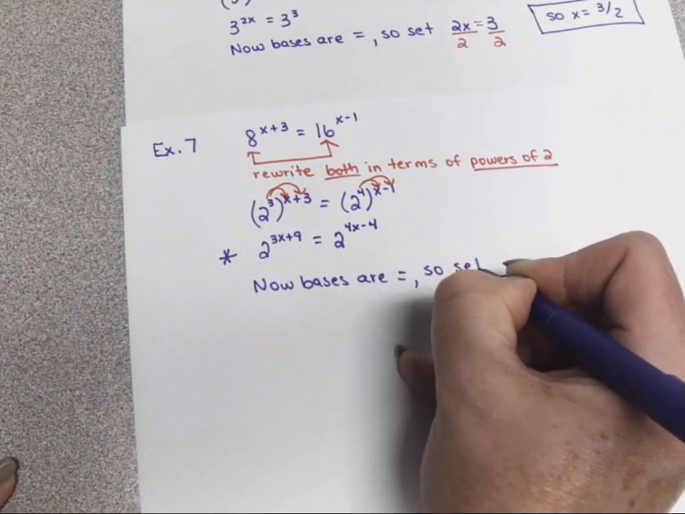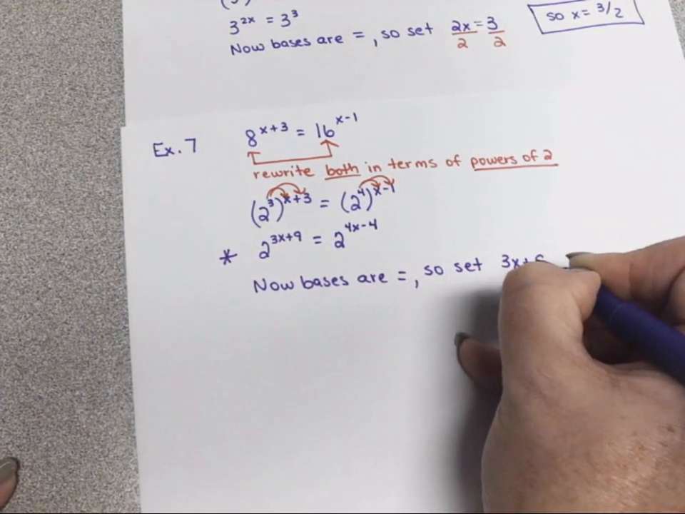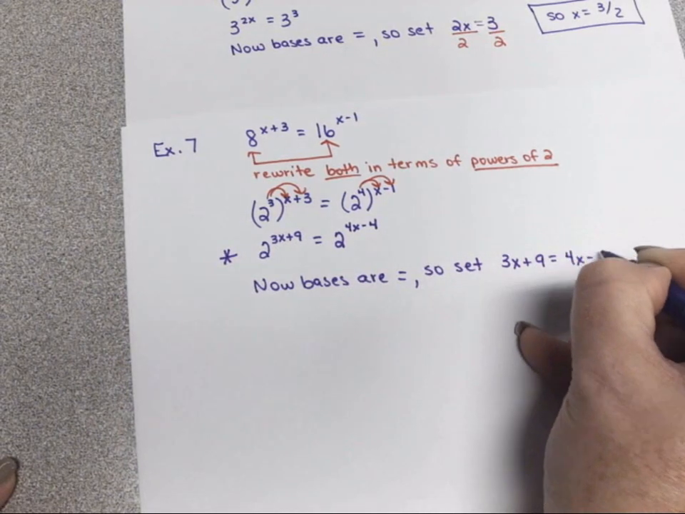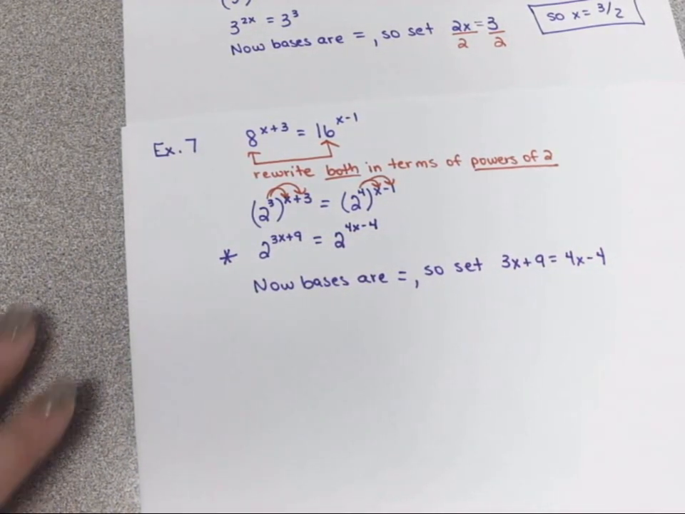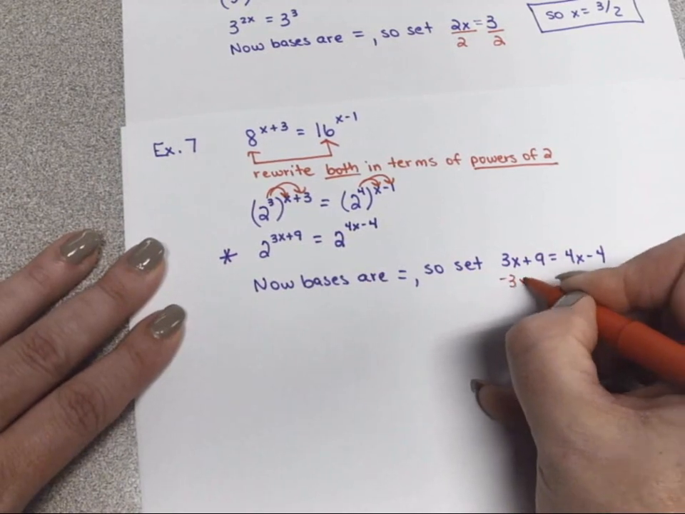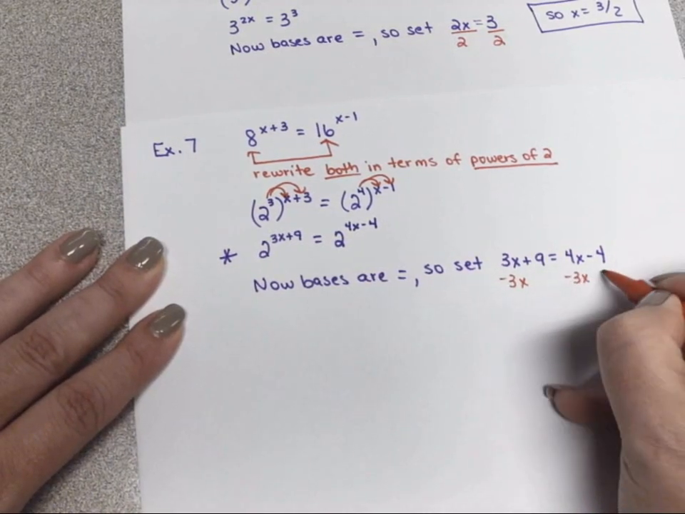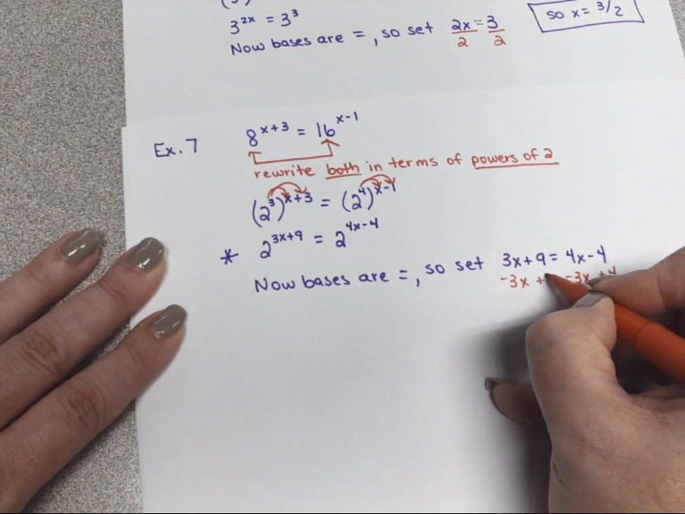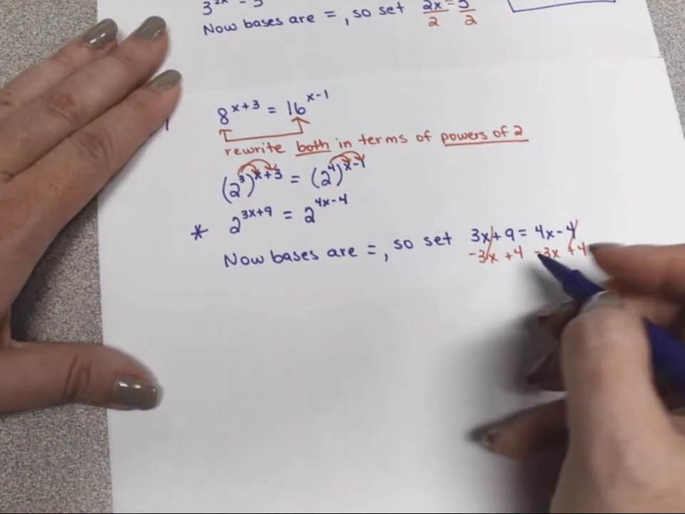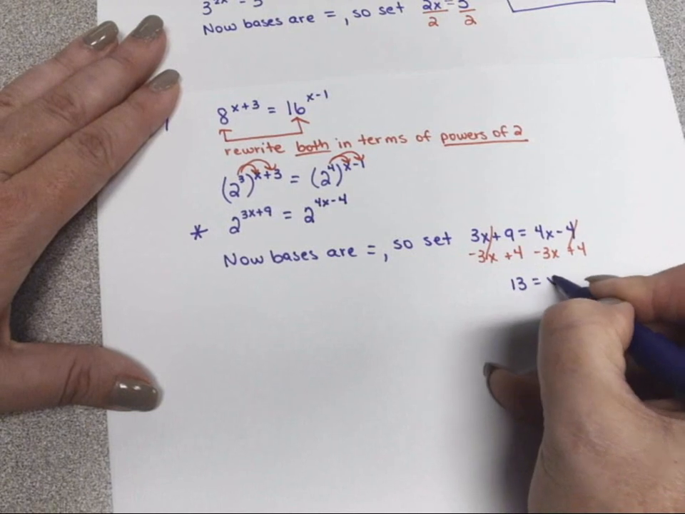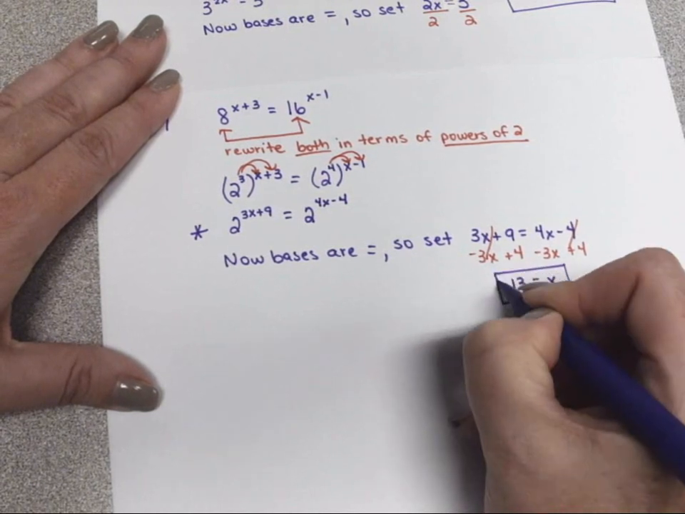So now I can set 3x plus 9 equal to 4x minus 4. And just solve from there, right? So I'm going to move this 3x this way. I'm going to move the 4 to the other side. So notice these are going to go away, right? And I'm just going to get 13 on this side equals x. And that's my answer.